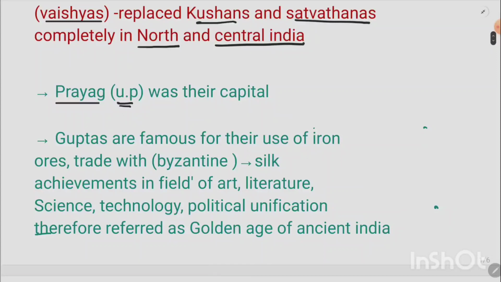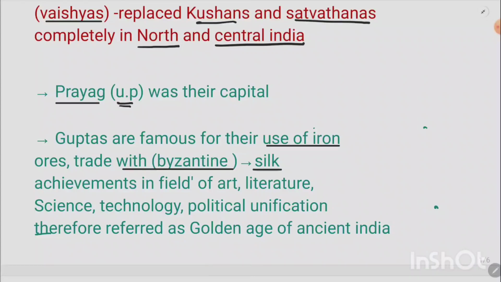Now, the Guptas were famous for many things. For example, they were famous for their use of iron reserves. They used iron reserves in making very important and crucial tools that helped them in fighting different wars and winning them. That led to their acquisition of many territories in India. There was also trade with Byzantine. What is Byzantine? It's a Roman part, so part of the Roman Empire. There was trade going on with the Guptas, and what was the most famous product that was being traded?